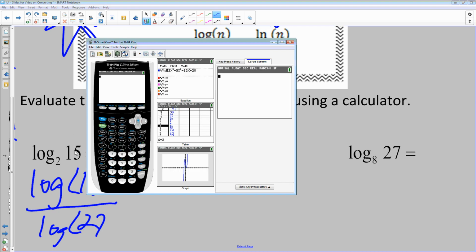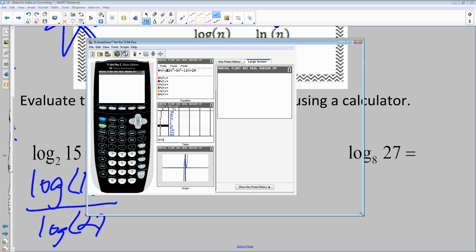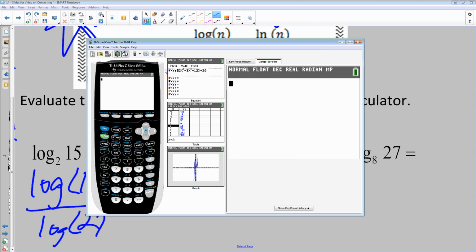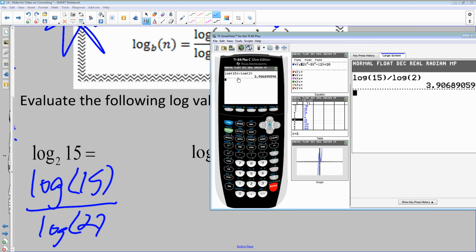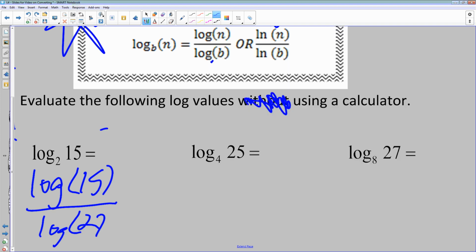You might be using a calculator like this at home, and if you're not, I'll show you on Desmos in just a moment. You should notice that there's a button that says log. You hit it, put in 15, close the parentheses, divided by, and then hit log 2. Close parentheses, hit enter, and you get this beautiful number right here. We're going to round to 3 decimal places, so our final answer is 3.907. You're more than welcome to finish doing the rest and check your answers with me in just a moment.